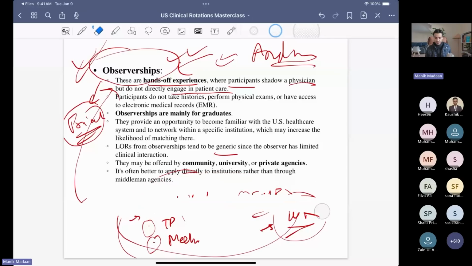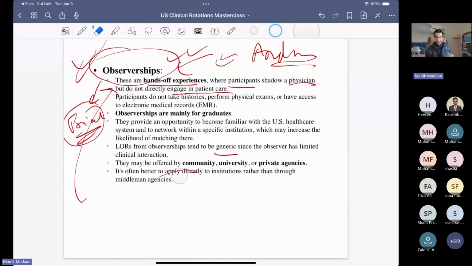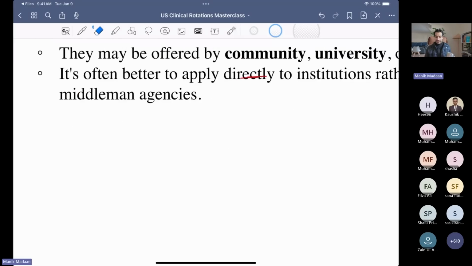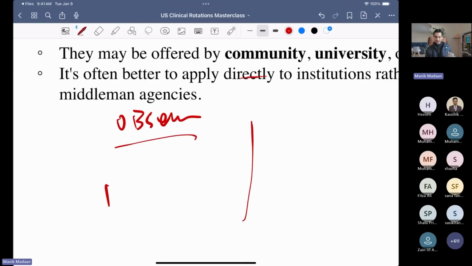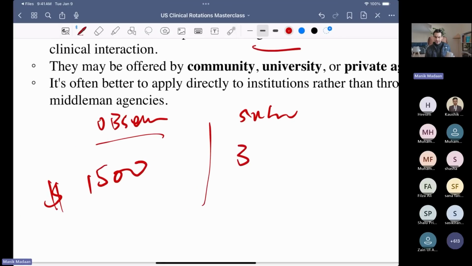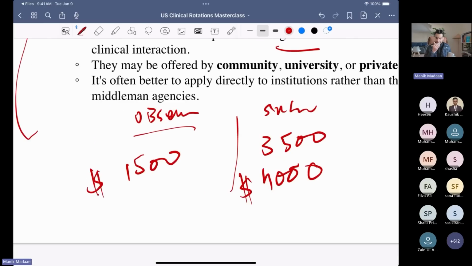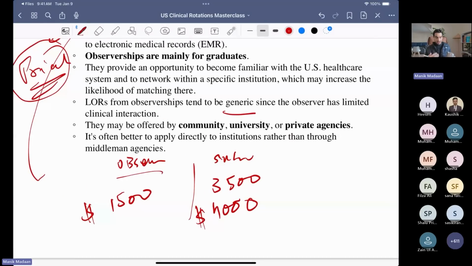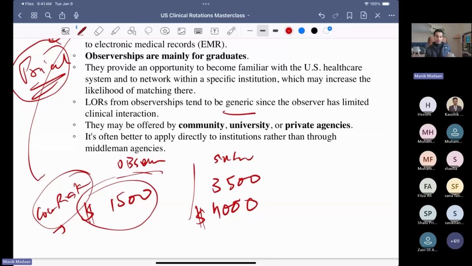And the funny thing about this is, when I was applying, I would look at experiences and I was like, okay, let's look at an observership. Why is this $1,500 while a sub internship for me is like $3,500 or $4,000? Let me tell you why that is the case. If you're struggling with budget and the match is expensive, this is very appealing because it's cheaper, it's low risk. If I don't match, that's going to be fine. The overhead is not going to be a lot on me.